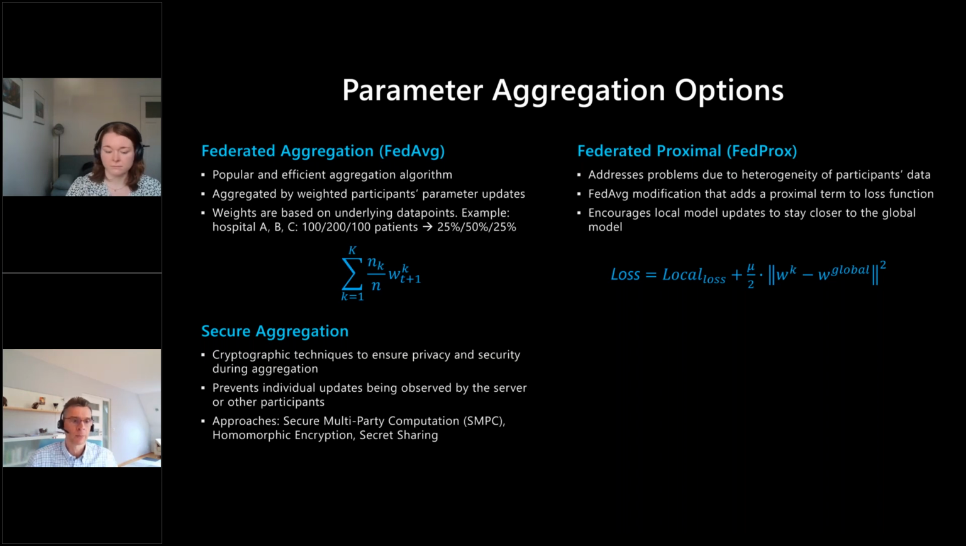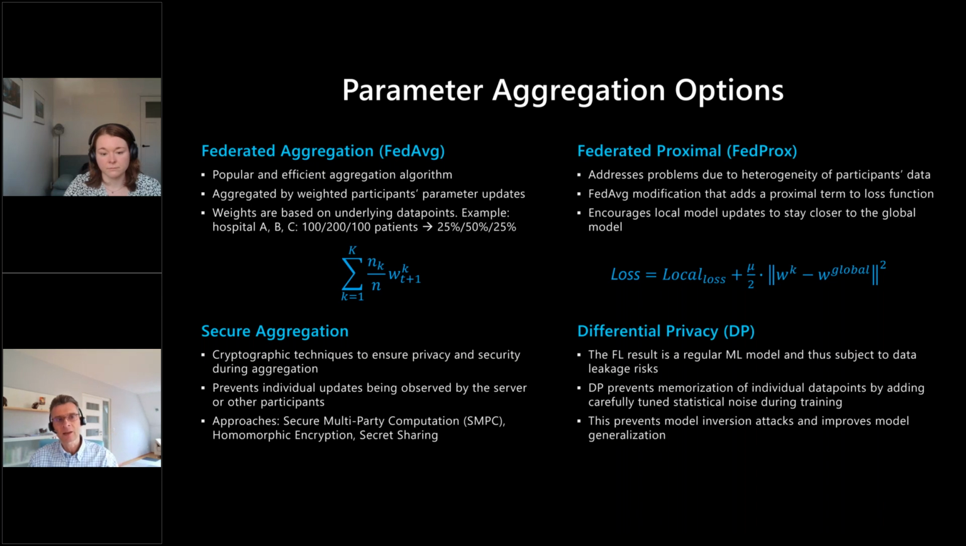So this, for example, protects against man-in-the-middle attacks. But there is still an attack vector, which I already mentioned, because, as I said, the training process is protected. But even if you use secure aggregation, you still get just a regular machine learning model, and this is subject to data leakage risks.